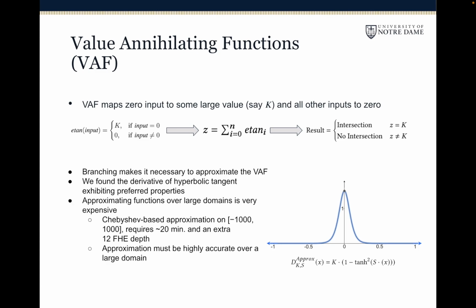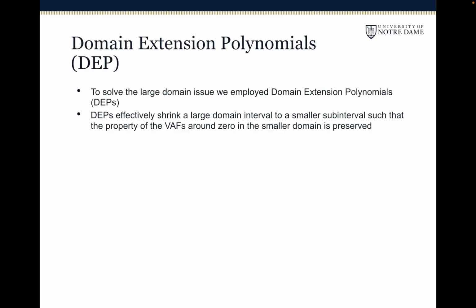However, naively approximating this function over large domains can be very expensive and require extra time and extra FHE depth, and the approximation might also not be highly accurate if only a Chebyshev-based approximation is used for our application. To solve this large domain problem, we use domain extension polynomials.